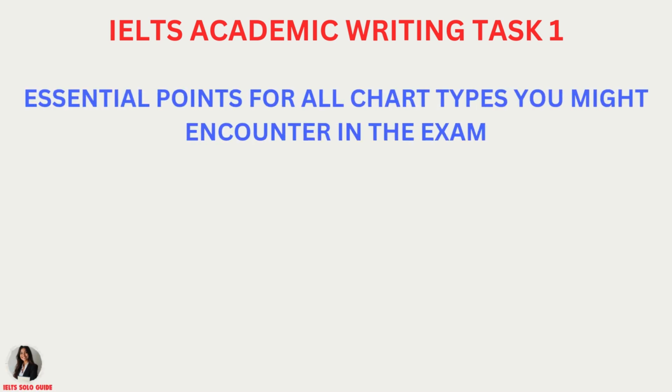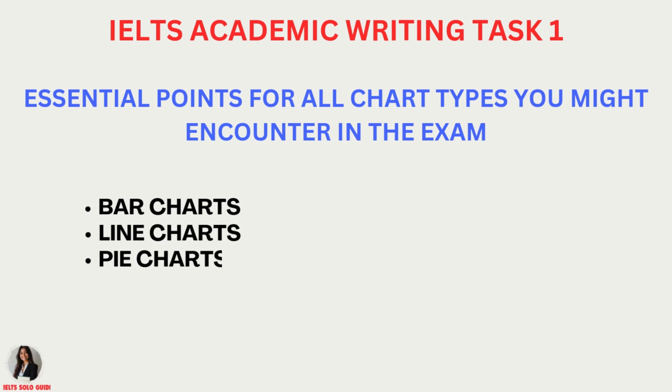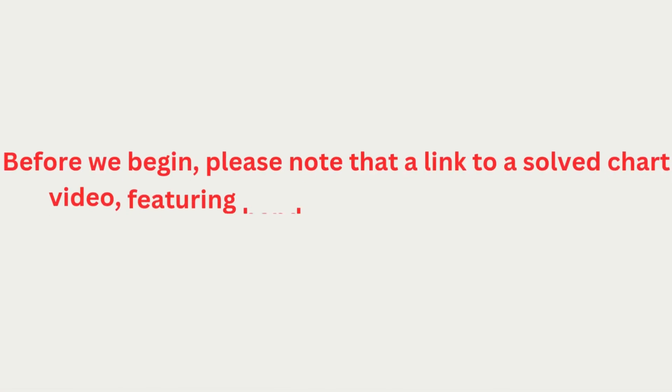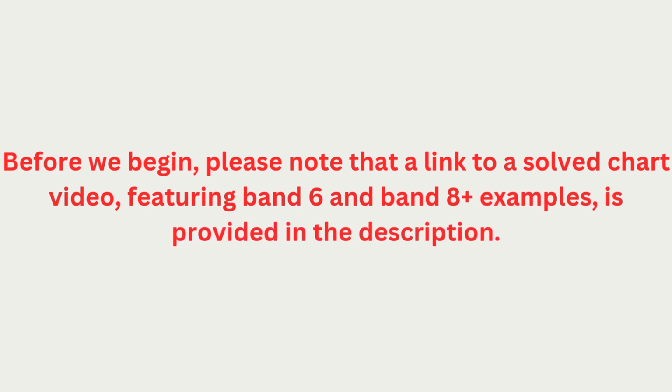In today's video, we will be exploring IELTS Academic Writing Task 1, guiding you through essential points for all chart types you might encounter in the exam, including bar charts, line charts, pie charts, tables, maps, and process diagrams. I hope this will be helpful. Before we begin, please note that a link to a solved chart video featuring Band 6 and Band 8 plus examples is provided in the description.